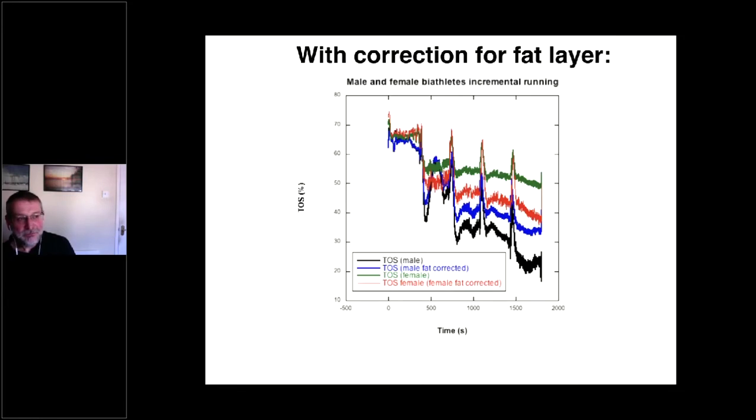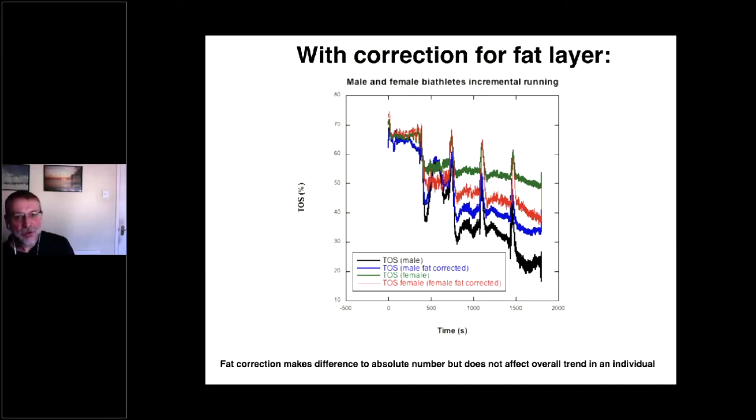Certainly, if you're making measurements on individuals that are not fit, and have quite variable fat levels, you can get big differences. So be aware of that. One thing I should say is that although the fat correction might make a difference to the absolute number, it's still not affecting the overall trend.